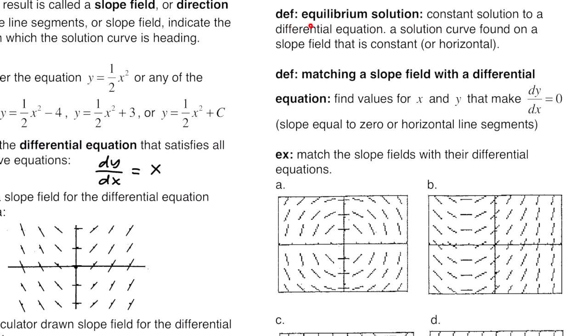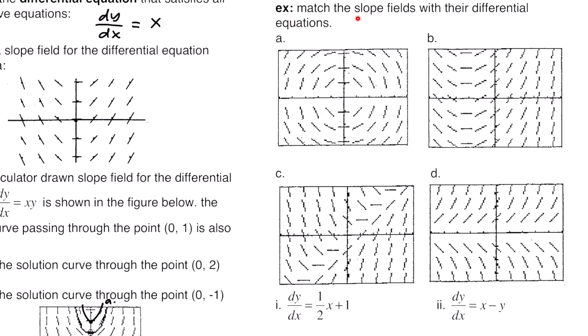Our next definition is an equilibrium solution. It's a constant solution to a differential equation. A solution curve found on a slope field that is a constant or it's horizontal. Okay, next, when you're matching a slope field with a differential equation, what you're going to do is find values for x and y that make the slope equal to 0, or you're considering horizontal line segments.